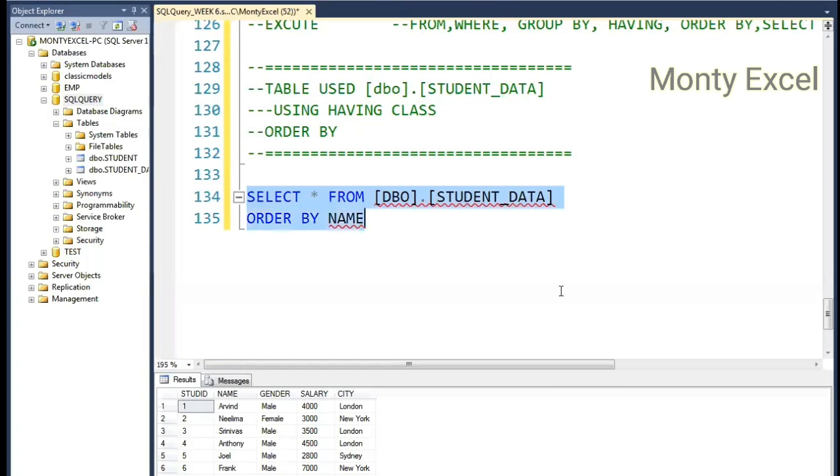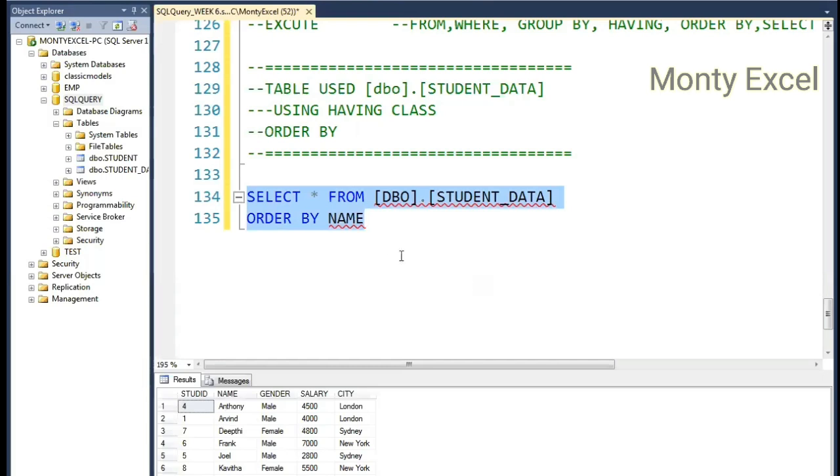Okay, when I'm running this, there are a lot of parameters missing in between these two. FROM is there, fine. SELECT is there, fine. But there is no WHERE condition. There is no GROUP BY. There is no HAVING. Directly, I'm using the last one. Let's see what it does.